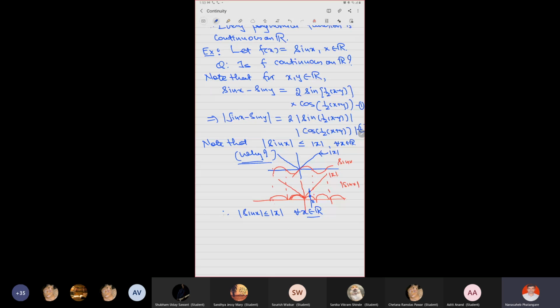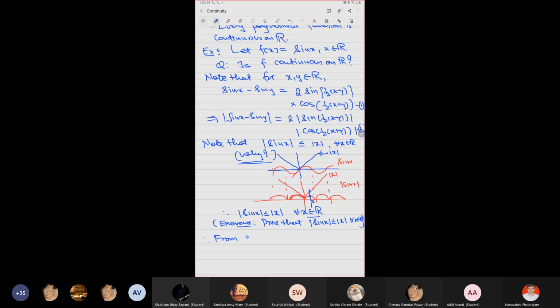The absolute value of sin x is less than or equal to the absolute value of x. This is an exercise to prove that. Right, we should think about it. But this is true.